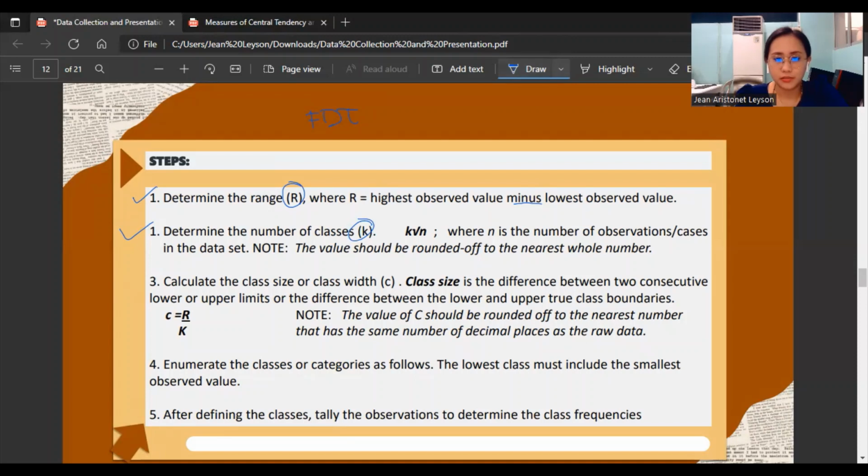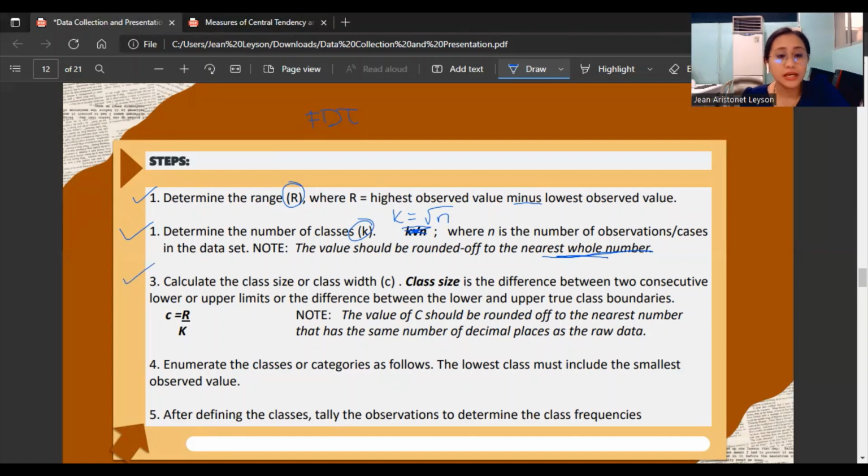I'm sorry. The formula that's wrong. It should be K is equal to the square root of n. So simply look for the square root of n, where n is the number of observations or cases in the data set. So take note the value should be rounded off to the nearest whole number. So suppose there are 50 data or 50 numbers or 50 values in a certain data set. So simply look for its square root.